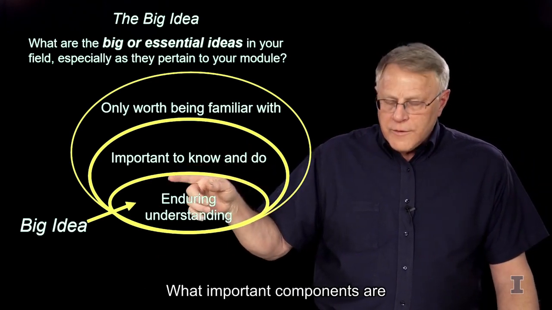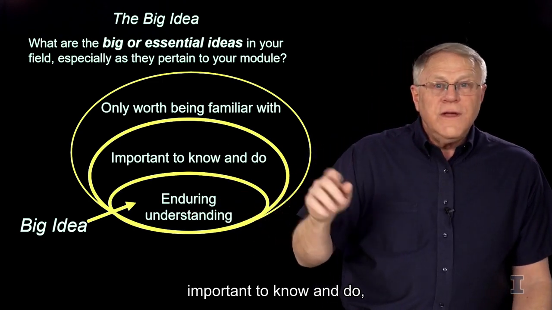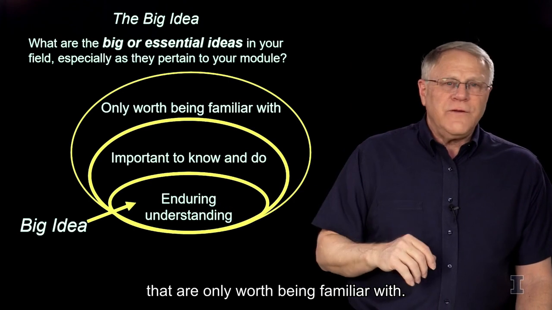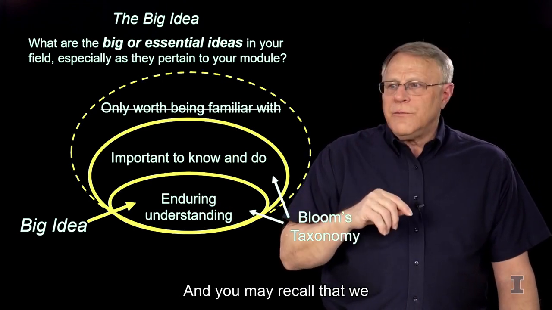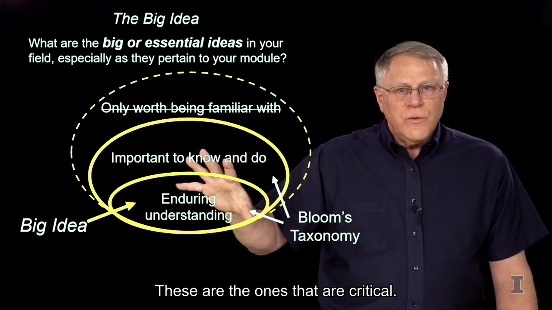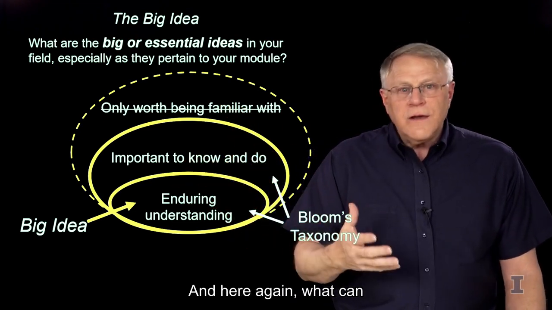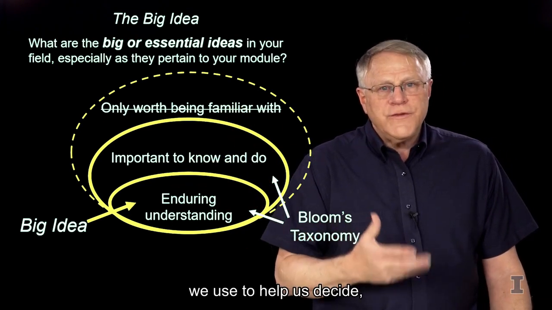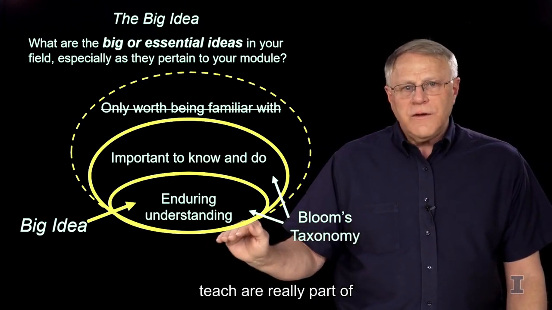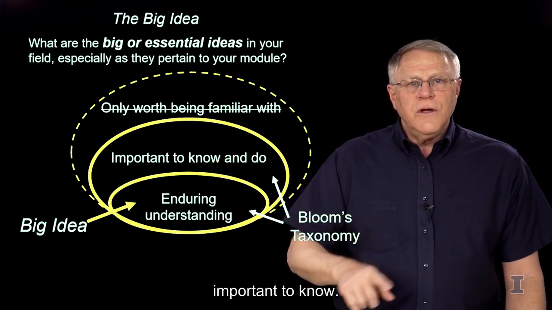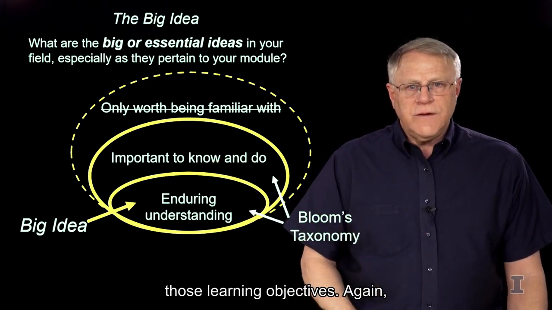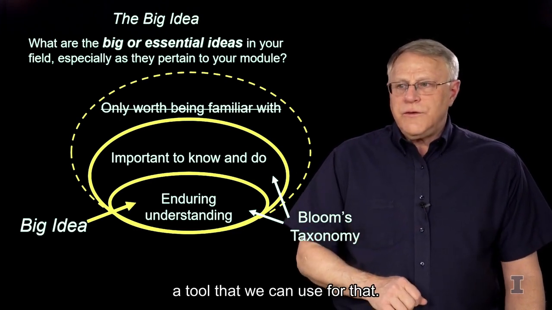What important components are important to know and do? And what are those that are only worth being familiar with? And you may recall that we talked about the idea that these are the ones you get rid of. These are the ones that are critical. And here again, what can we use to help us decide which components of all the things that I teach are really part of this enduring understanding, important to know? We can keep going back to Bloom's taxonomy and those learning objectives. Again, a tool that we can use for that.